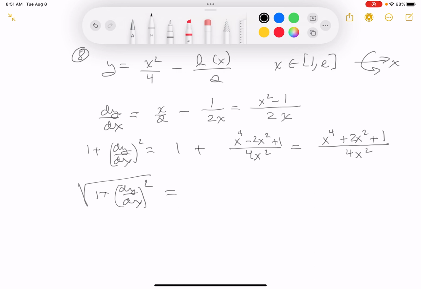And this turns out to be, let's take a look at it. The bottom is 4x squared, and the top is x squared plus 1 quantity squared. And we're on this interval over here. It's pretty easy to take the square root of that. You get x squared plus 1 over 2x.